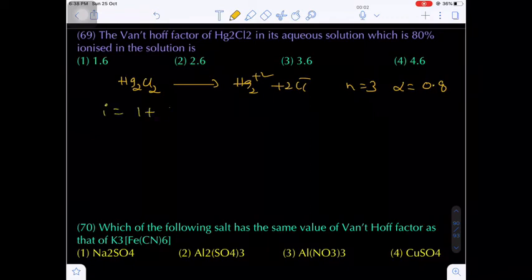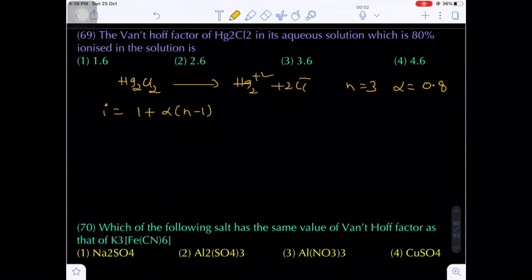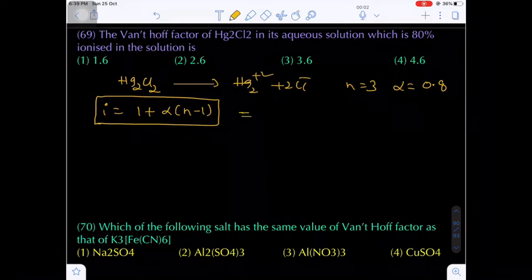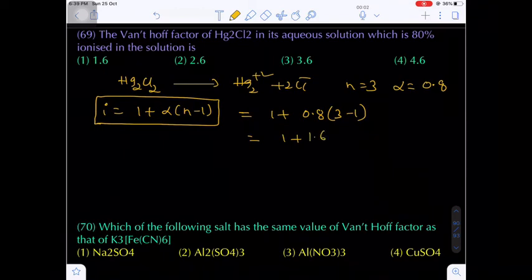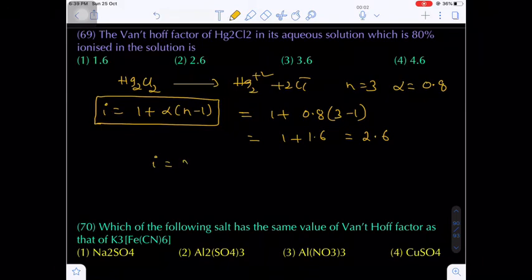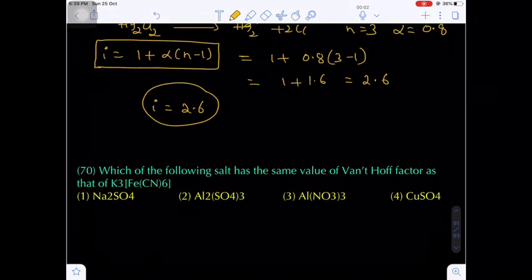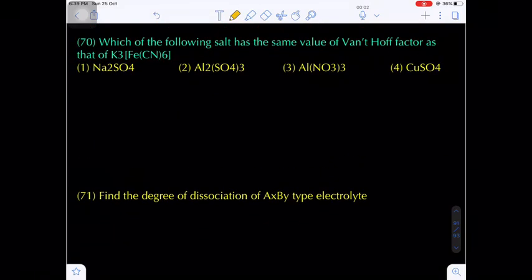Yes, iota equals 1 plus alpha into n minus 1. Once again I am repeating, iota equals 1 plus alpha into n minus 1. So 1 plus alpha value 0.8 and the n value 3, 3 minus 1, how much? 2. Okay, so 1 plus 0.8 into 2, 1.6, 1.6 plus 1, 2.6. So finally what is the iota value here? 2.6. So that will be the second option. Okay, now question number 70.